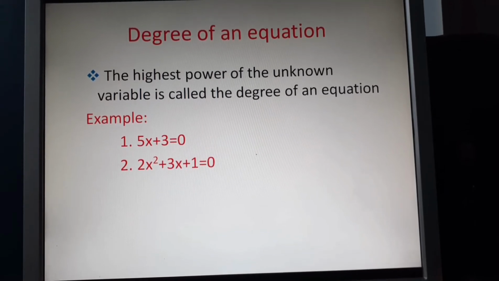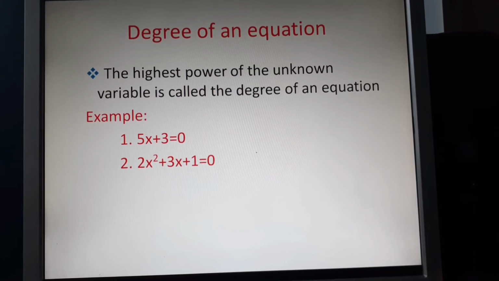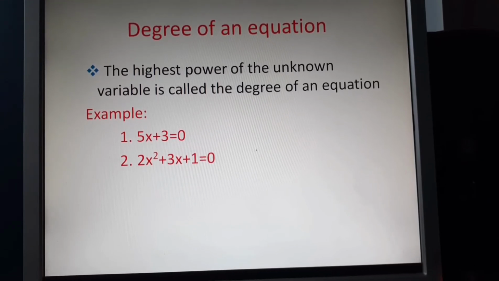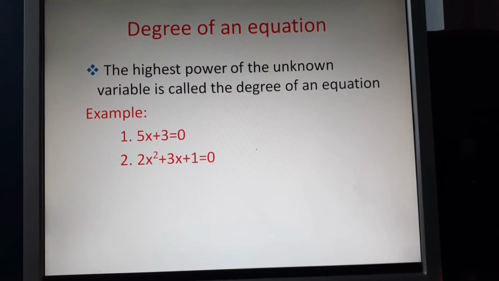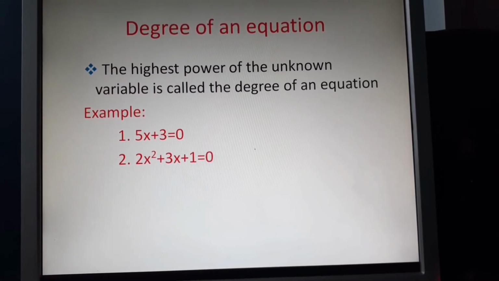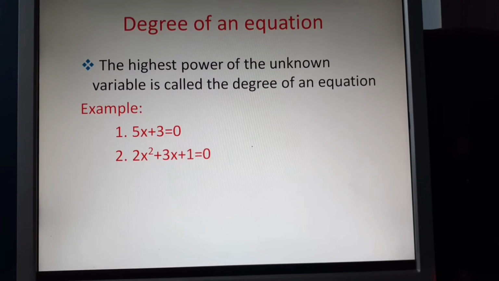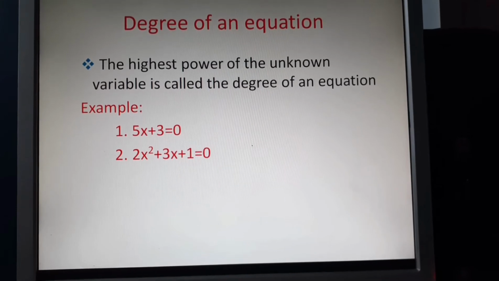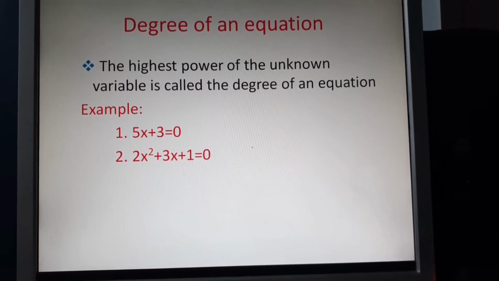See the second example. The given equation is 2x square plus 3x plus 1 is equal to 0. In left hand side 2x square plus 3x plus 1 is there. In right hand side 0 is there. See the variable is x. In first term 2x square is there. Here coefficient of x square is 2. See the second term 3x is there. Coefficient of x is 3 and the constant term is 1.